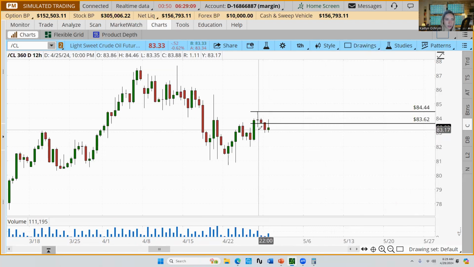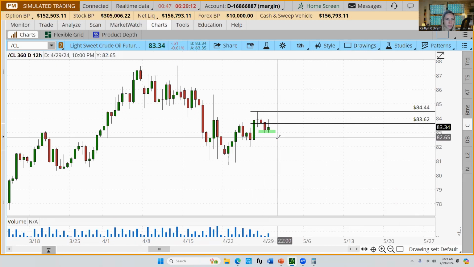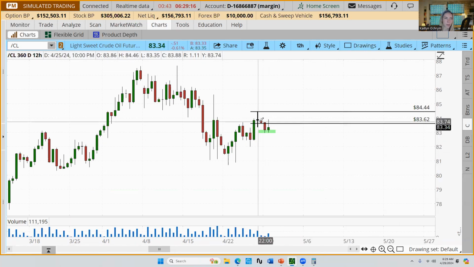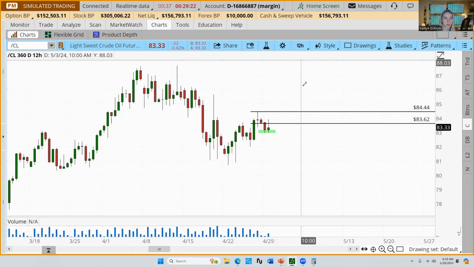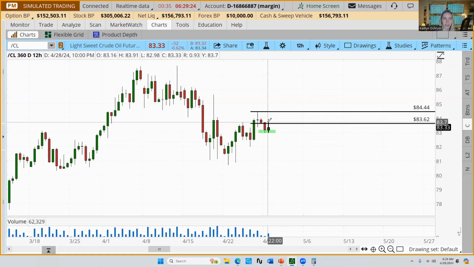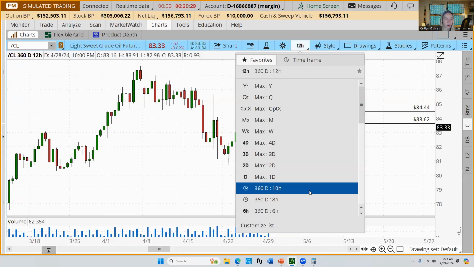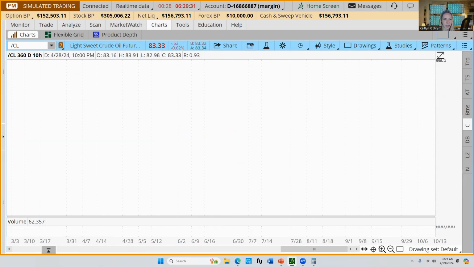I would just want to get a little bit more detail. There is some minor support here, holding price up. Possibly going to be looking for a breakdown below this support, trading with our daily 2-candle flip. There's also a big wick on the top side you can see, so a lot of selling pressure coming down. From a 12-hour, let's take it down to a 10-hour.